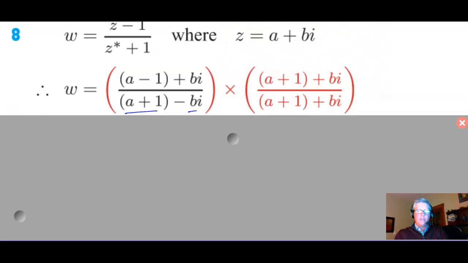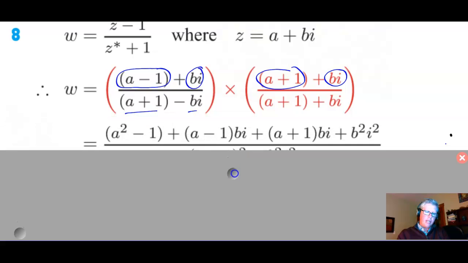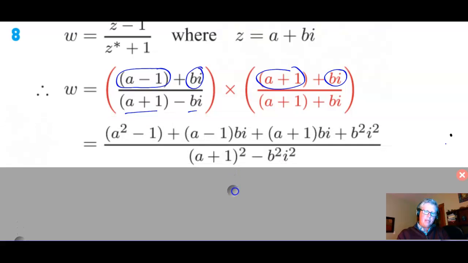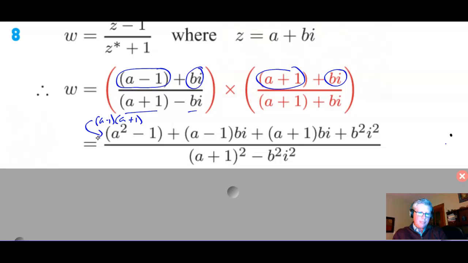This is totally doable. I kind of look at this as one thing and one thing, one thing and one thing, and I like to write it out. So the a minus 1, a plus 1, a minus 1, bi, bi, a plus 1, and bi times bi. And that's the top. I'm not too sure how they did it. Yep, they did the same thing. Remember, this is a minus 1 times a plus 1, and that gives you the a squared minus 1. And there's that.